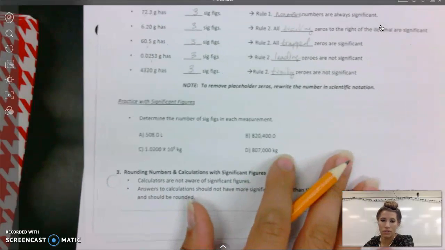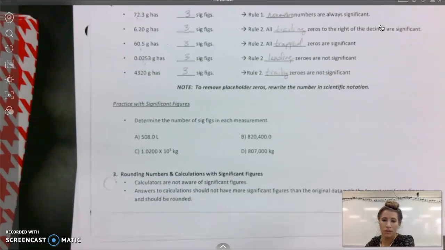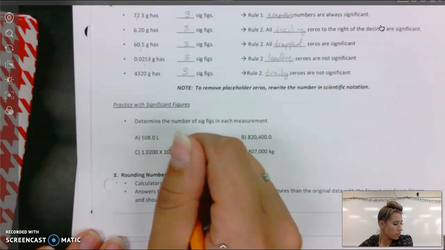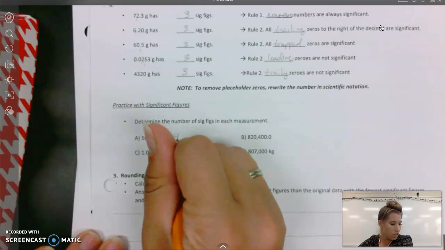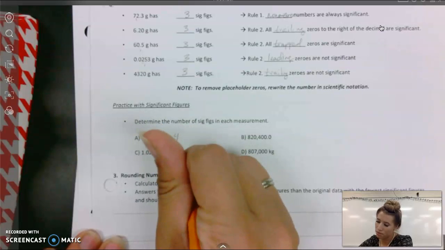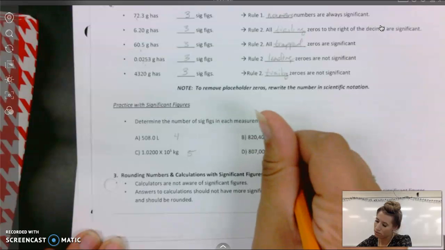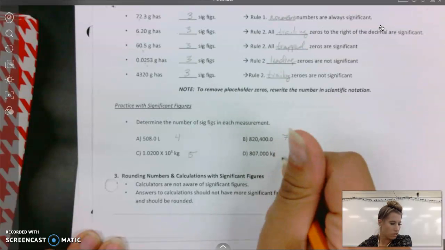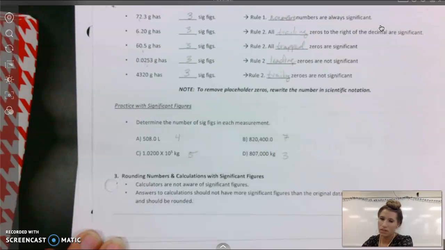All right, determine the number of sig figs for each measurement. I want you to try this one on your own, okay? And then come back and see how you did. So go ahead, hit pause, give that a go. Okay, here I'm just going to give you the answers. If you have any questions, please contact me, send me an email, or come visit me during those study session times. There's our number of sig figs.